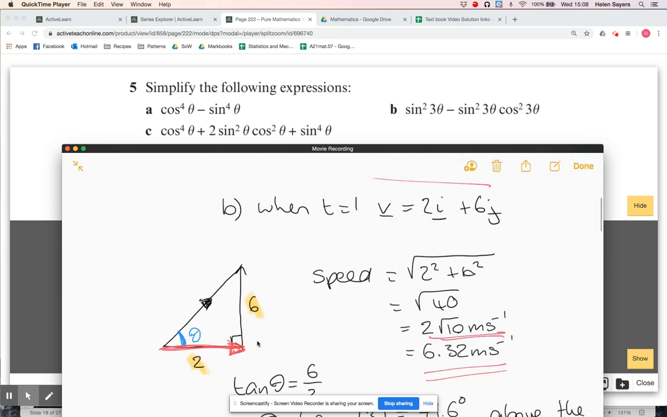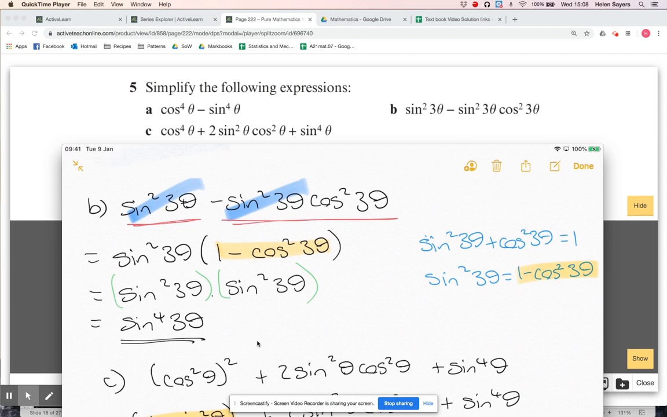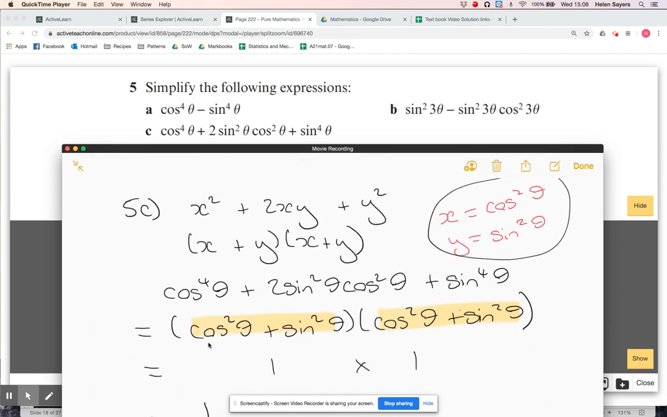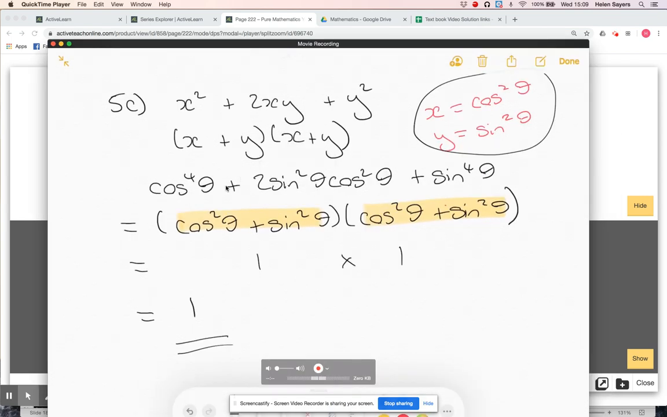There are alternatives. Too much trig. Okay, there are slight alternatives, but I've tried a couple of other ways, and they just take a very long time. So if you didn't spot that, you could try things like substituting sine squared theta for 1 minus cos squared theta, and maybe doing cos squared all squared, and you would be able to get there eventually. But I think that is definitely the quickest way to do it.